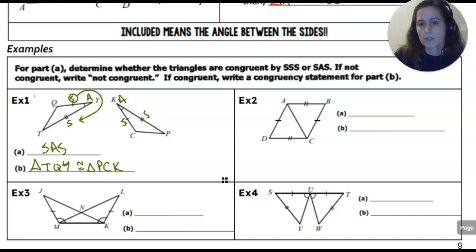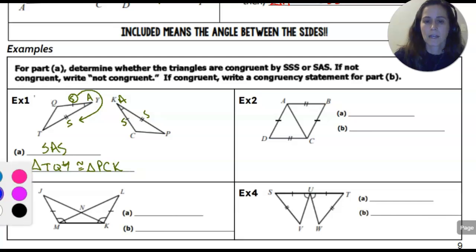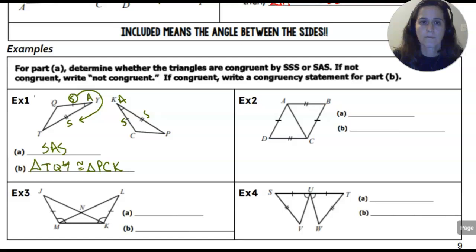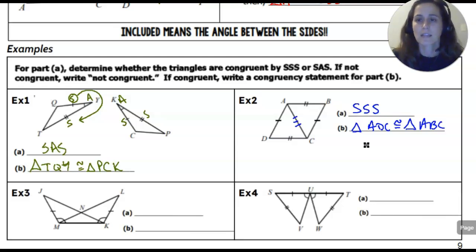In example 2, notice that there's only 2 congruent markings labeled for you. Then you might want to think about where a third congruent marking can come from directly from the diagram. And then go ahead and try example number 2. Hopefully you got side, side, side, because triangle ADC is congruent to triangle ABC. Reflexive property is what gave us this third congruent marking, because AC is congruent to itself. It's the same segment in both triangles, so it has to be congruent to itself.